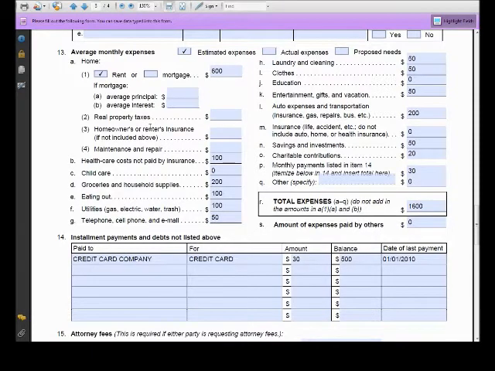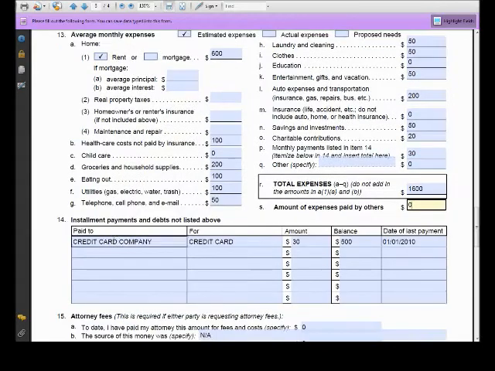Section 13 is for you to enter your average monthly expenses for the items listed on lines A through Q. On line R, add the total expenses from lines A through Q, except for lines A1A and A1B. Line S is where you enter the amount of your total expenses that is paid by others.